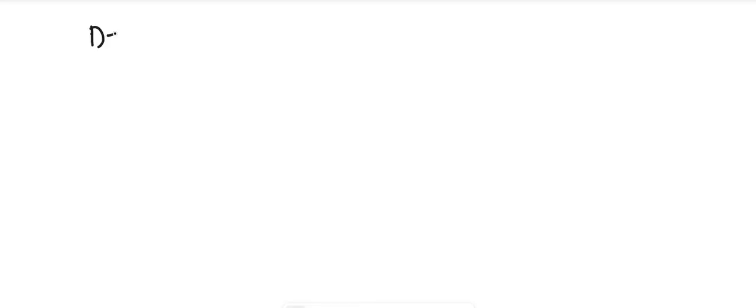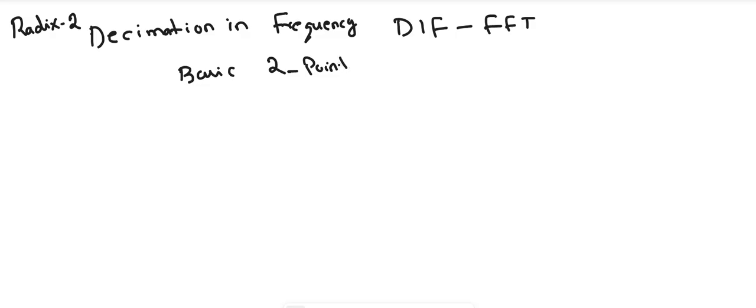So decimation in frequency, radix 2, decimation in frequency FFT algorithm. So how will the structure be? First the basic 2-point computation, the basic 2-point butterfly computation.